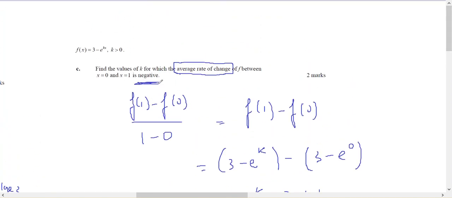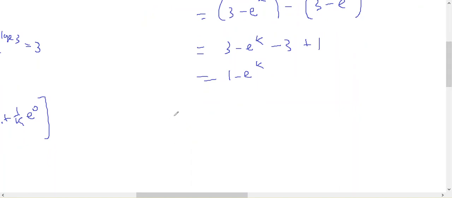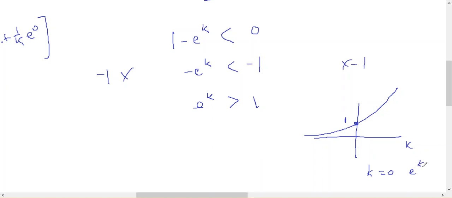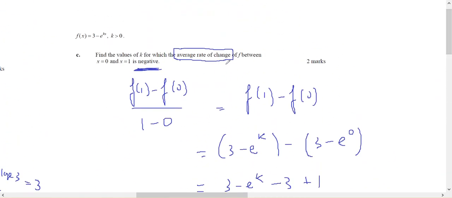But I need for it to be negative. So I need 1 minus e to the k to be less than 0, needs to be negative. Minus e to the k less than negative 1. If I multiply both sides by negative 1, that becomes e to the k bigger than positive 1. Now, if I graph e to the k, I end up with this graph here, and that's where it's equal to 1. So when k equals 0, e to the k equals 1. When k is bigger than 0, over here, that's where e to the k is bigger than 1. So that is my answer to the question, where is the average rate of change negative?